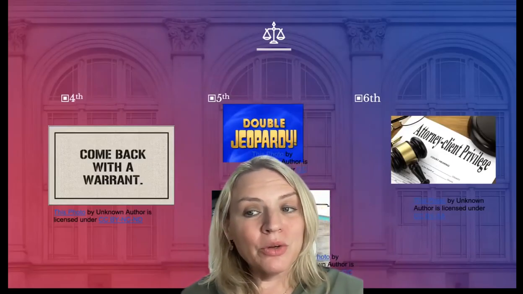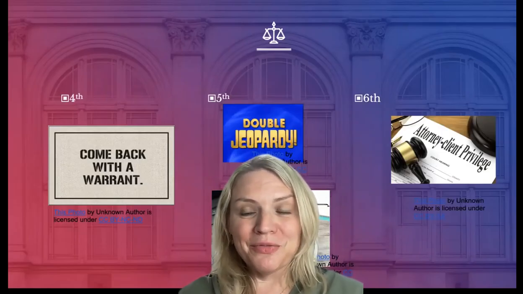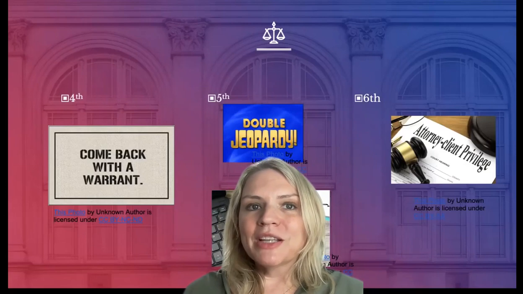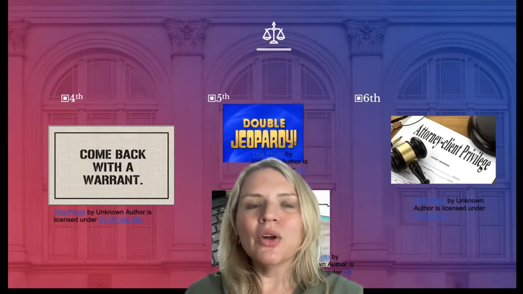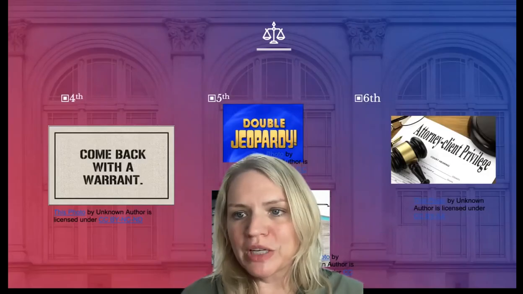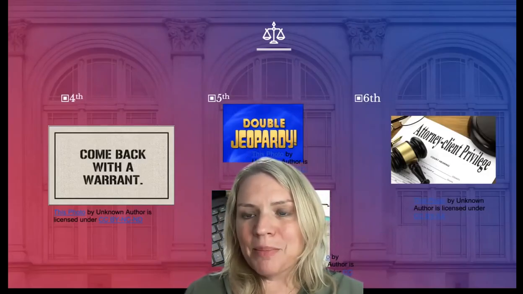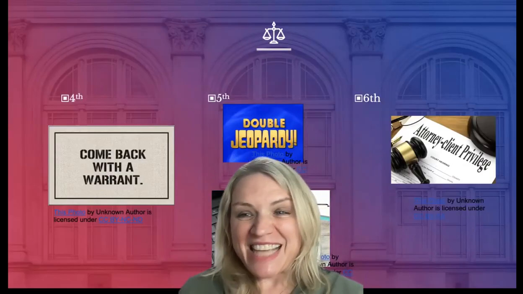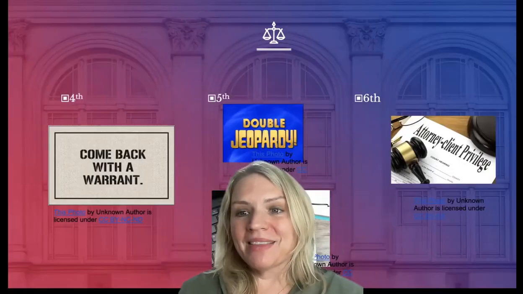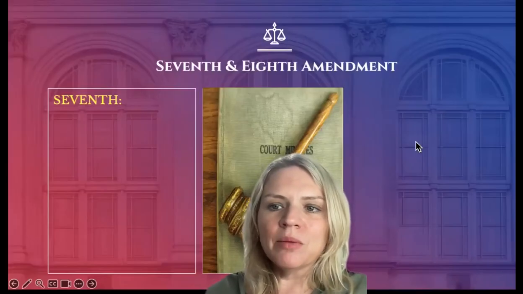We have the right to legal representation. That's why if we can't afford one, one is provided for us. And we also have the right to be informed of why we're even being arrested in the first place. Why are you arresting me? What charges are you bringing towards me? I have that right. So Fourth, Fifth, and Sixth Amendments, super important to us, super relevant today as it was back then as well. Now we have our Seventh and Eighth Amendments.